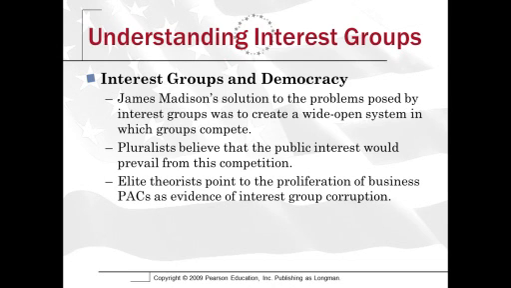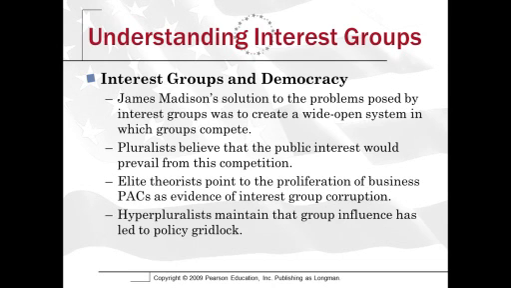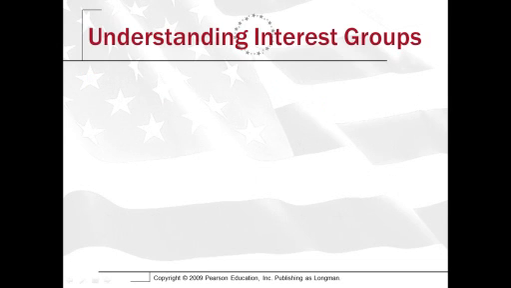Elites argue that what's happened is businesses have come in, used their enormous amounts of money to take control of the process and get what they want. Hyper-pluralists argue that the attempt to make all the groups happy has simply made the government expand, the budget spiral out of control, and regulations proliferate.